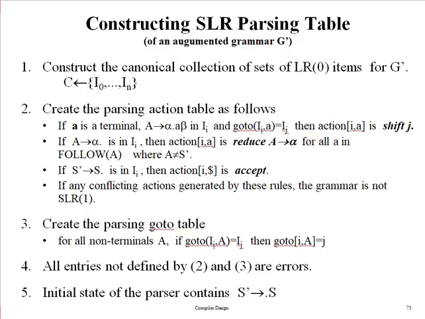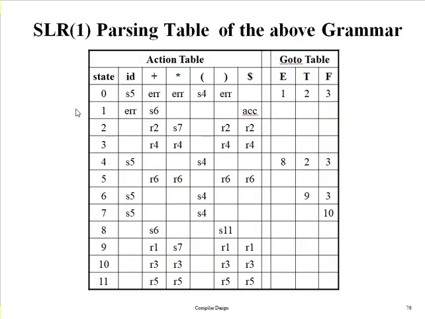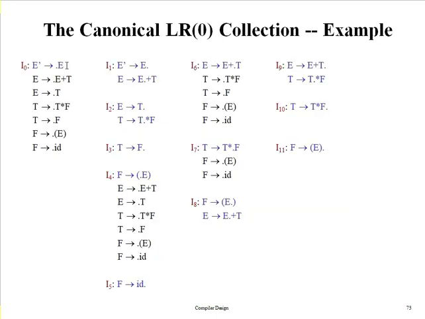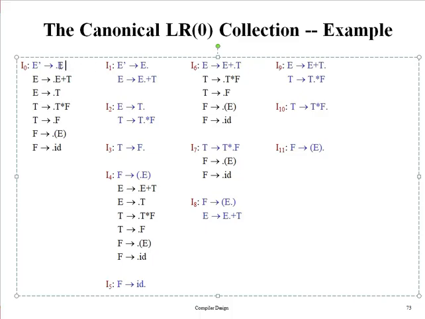So on row 0, under the goto table, E1. Why is this one filled? Because we generated state I1 from I0 by shifting the position of the dot after non-terminal E. Look, after shifting the position of the dot after E, we generated I1.